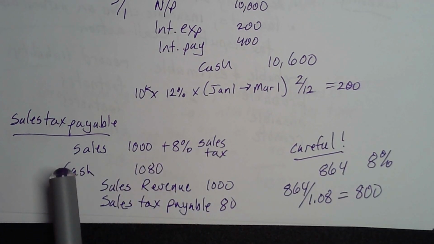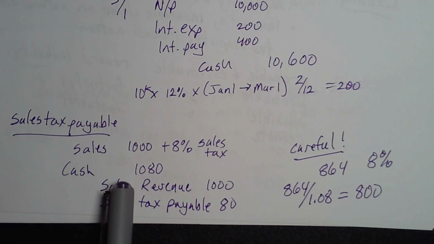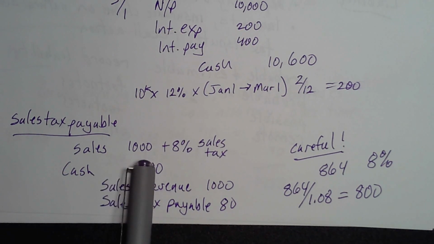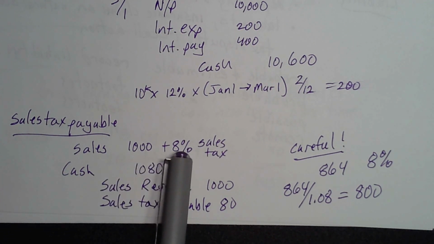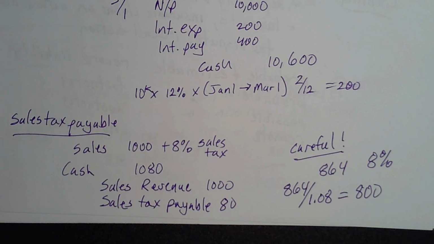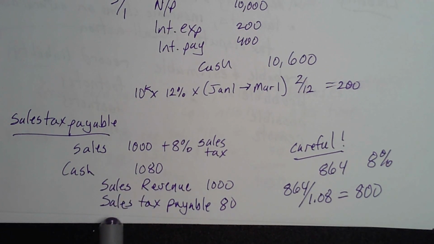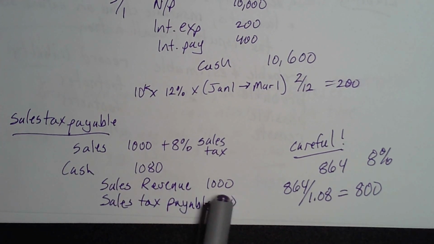Sales tax payable. This is also another fairly straightforward thing. Let's say you had a sale of $1,000 and there's 8% sales tax. Remember, the company as the retailer is collecting on behalf of the state. We don't get to keep that money. We just collect it and then remit it to the state. So here, cash, the sales revenue was $1,000.